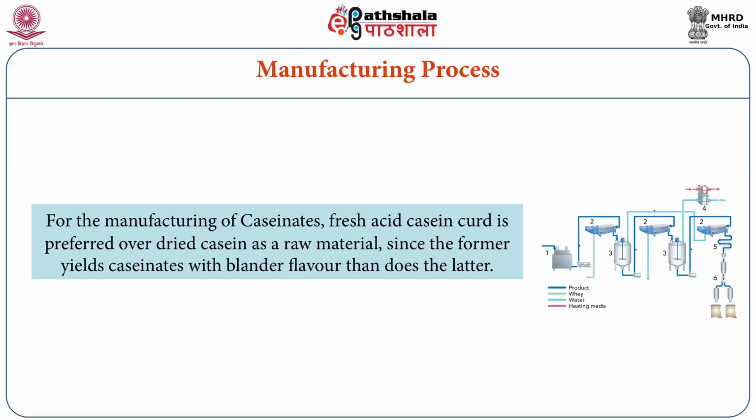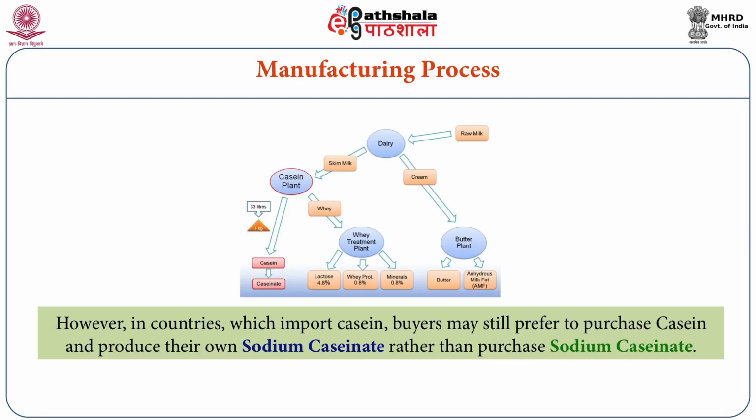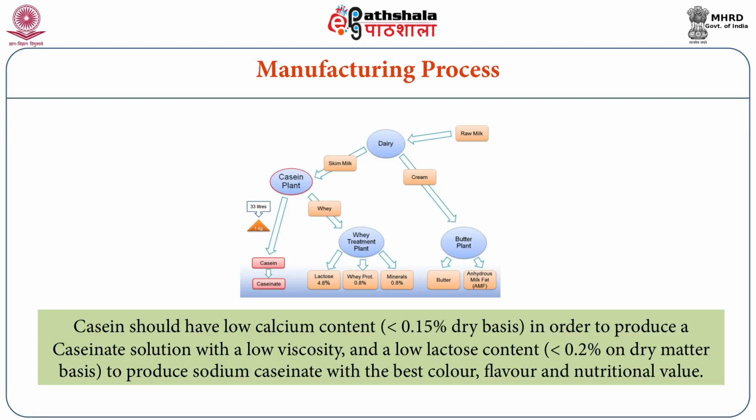For the manufacturing of caseinates, fresh acid casein curd is preferred over dried casein as a raw material, since the former yields caseinate with blander flavor than does the latter one. Caseinates prepared from dry casein will also incur the additional manufacturing cost associated with drying, bagging, and storage of casein prior to its conversion to sodium caseinate. However, in countries which import casein, buyers may still prefer to purchase casein and produce their own sodium caseinate rather than purchase sodium caseinate.